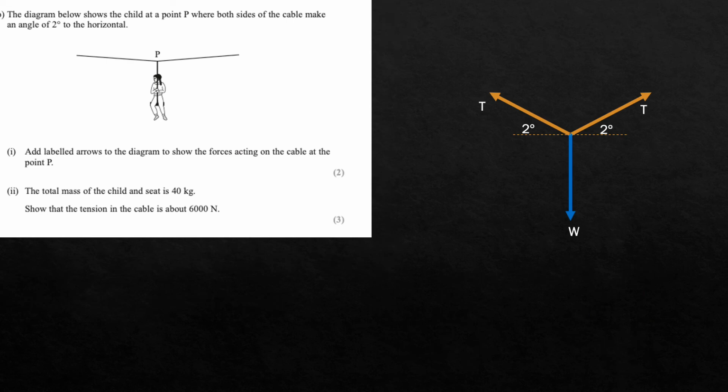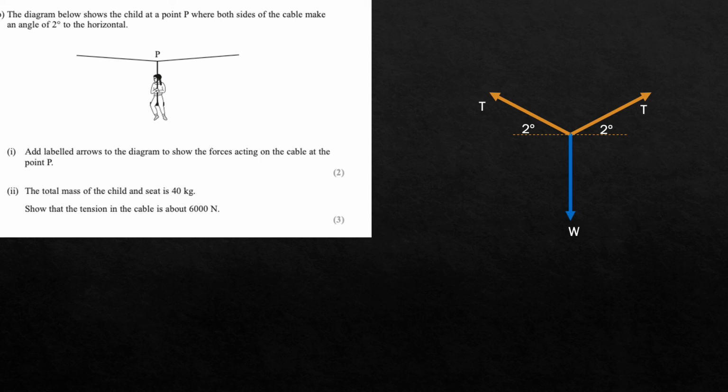Problem 10. The diagram below shows the child at a point P where both sides of the cable make an angle of 2 degrees to the horizontal. Add labeled arrows to the diagram to show the forces acting on the cable at the point P. Second part, the total mass of the child and seat is 40 kilograms. Show that the tension in the cable is about 6,000 newtons.